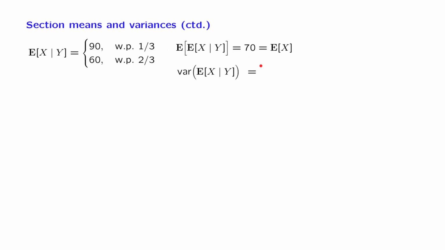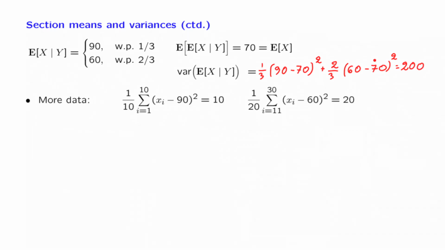This random variable with probability 1/3 takes a value of 90, which is this much away from the mean of this random variable, which we square, and with probability 2/3 it takes a value of 60, which is this much away from the mean of the random variable. We square this as well, and when we carry out the calculation, we find that this number is equal to 200. Let us now continue and suppose that somebody gave us this piece of information.